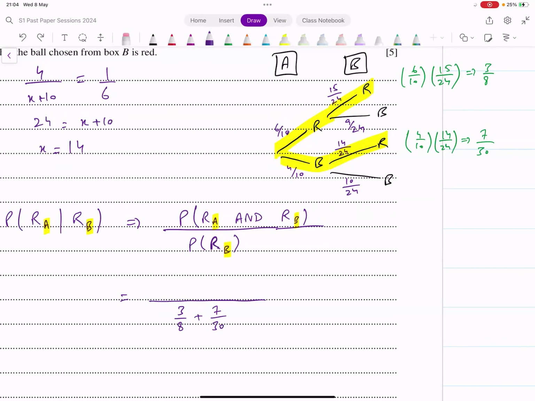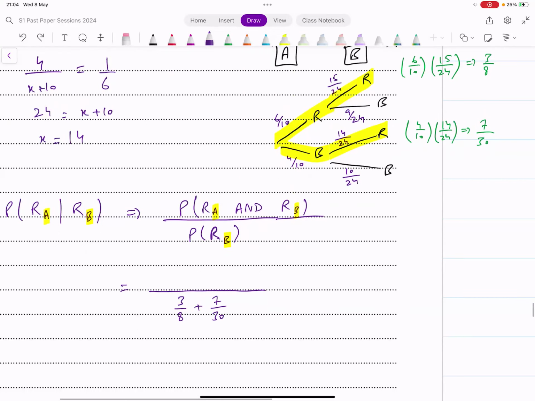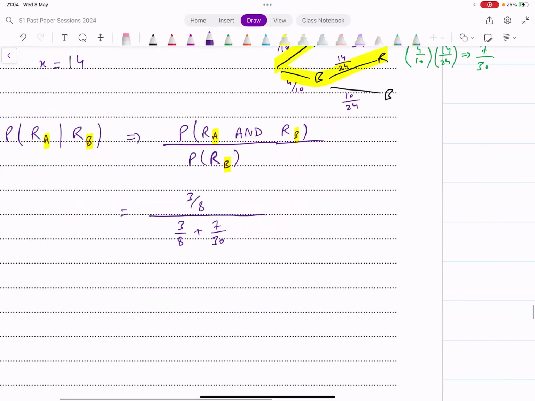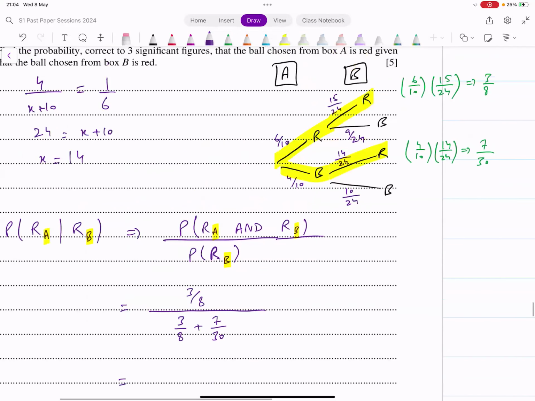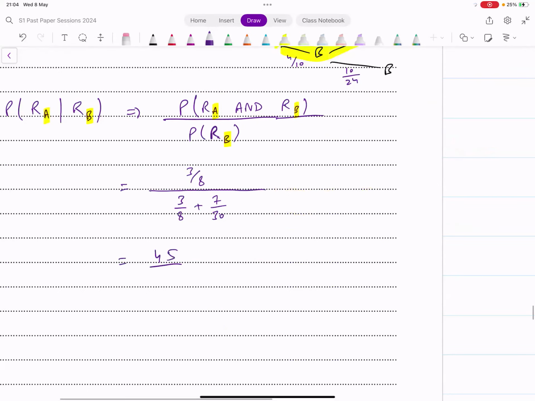And then what about the numerator? Red ball from box A and red ball from box B. That's this case. Both red, 3/8. That is going to be your numerator. And that should give you the result. 3/8 divided by 3/8 plus 7/30. And that's giving me 45/73. That's the conditional probability that we were looking for. Make sense?